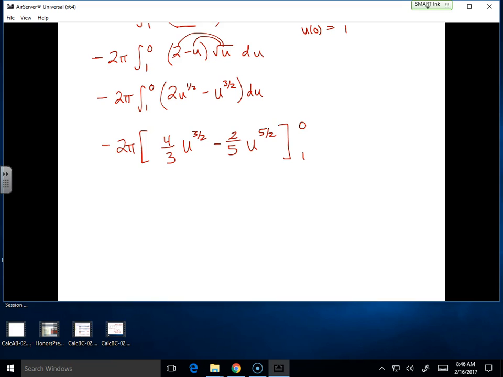I'm going to go ahead and just start plugging so I get negative 2 pi times 4/3 of 0 to the 3 halves. But some of you are like, isn't that just 0? Yep. We'll get there. Minus negative 2 pi, which would be a plus 2 pi.